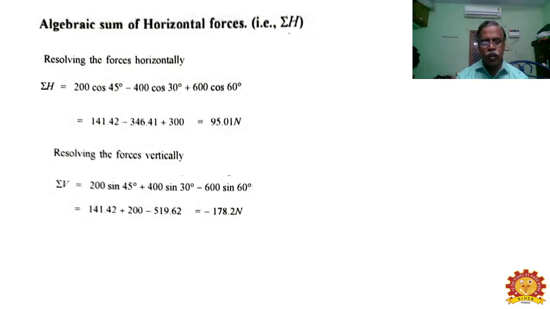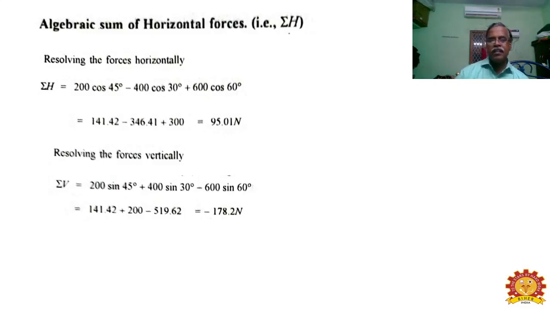Now you have got the value of sigma H as 95.01 as well as sigma V as minus 178.2. So sigma H is positive and sigma V is negative. By having these two values, you can define in which direction the resultant force is acting. So very easily we can say that the force is acting in the fourth quadrant. Remember, the force will be acting in the fourth quadrant. Okay, fine. So you have found out the direction in which it is acting.